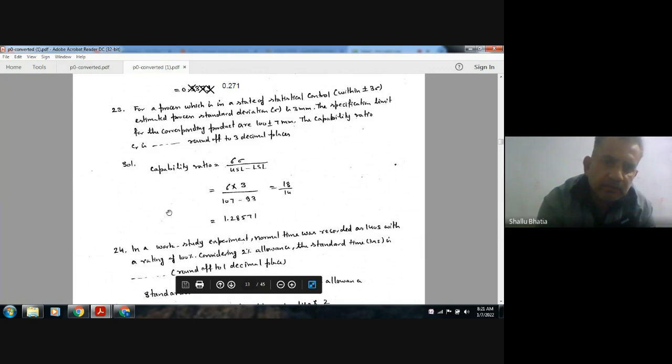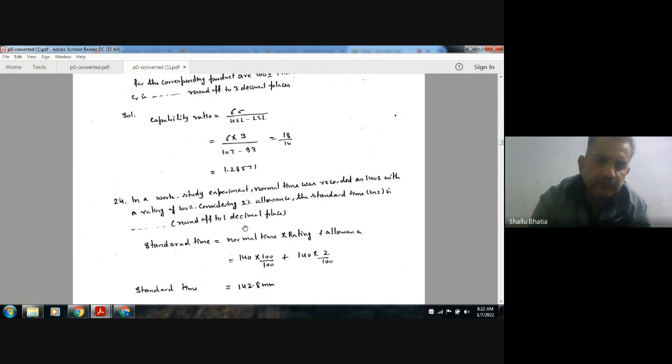The capability ratio is given as the upper specification limit minus the lower specification limit, divided by 6 sigma. Here sigma is 3 mm, the upper specification limit is 100 plus 7, that is 107, and the lower specification limit is 100 minus 7, that is 93. So putting in the values we can get 1.28571.